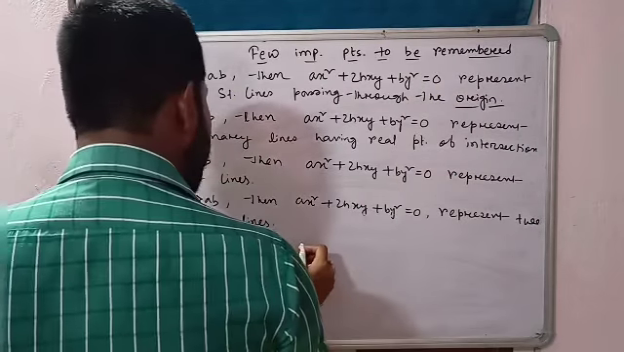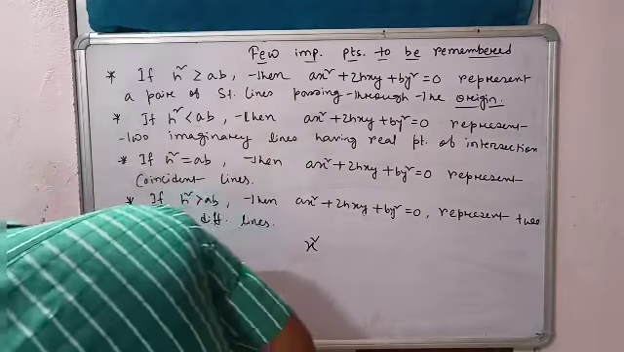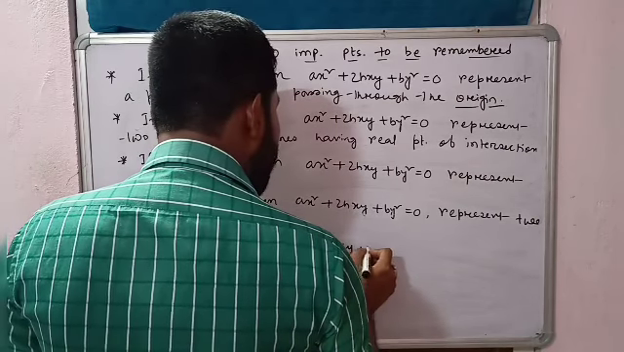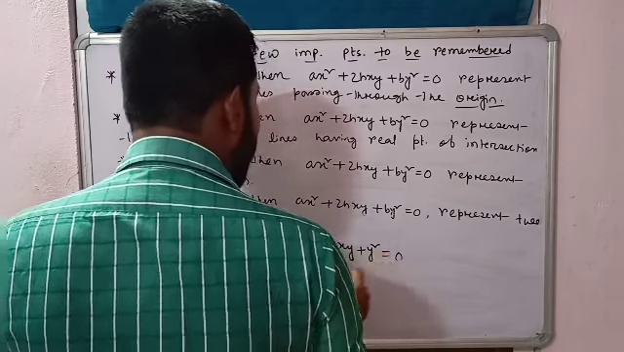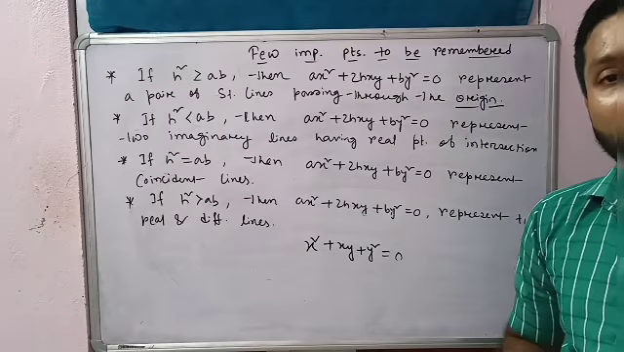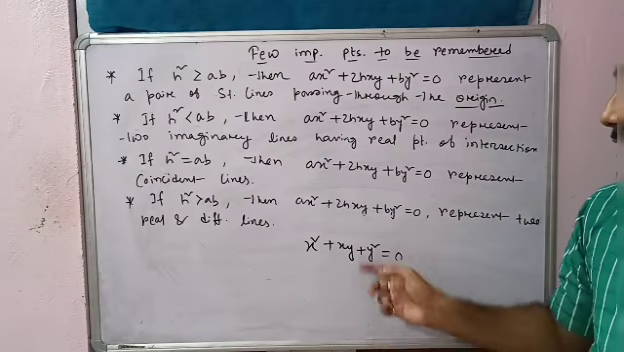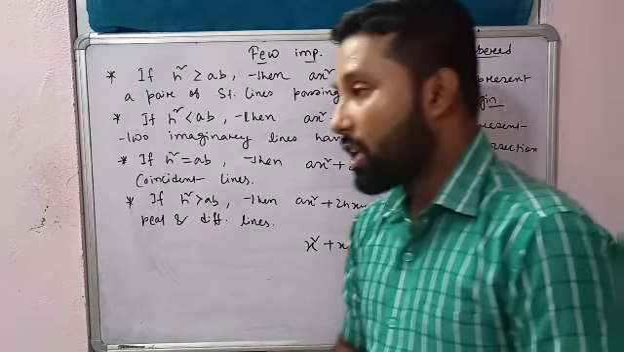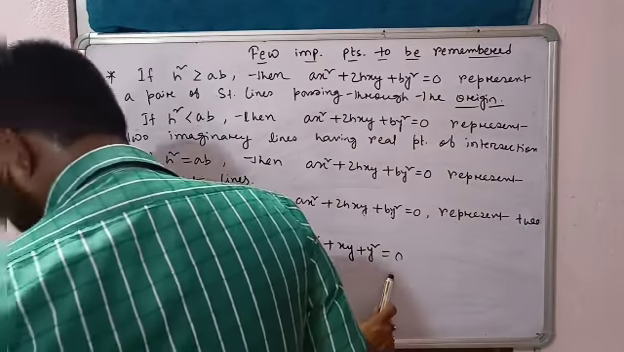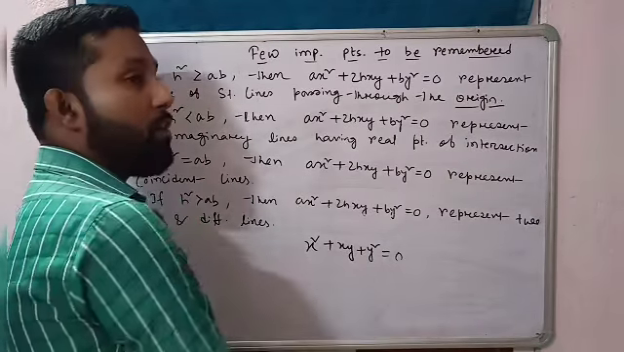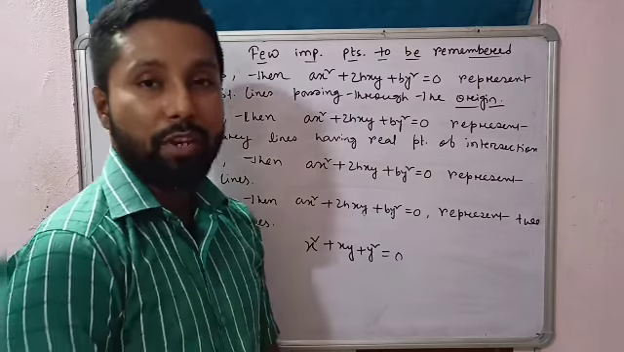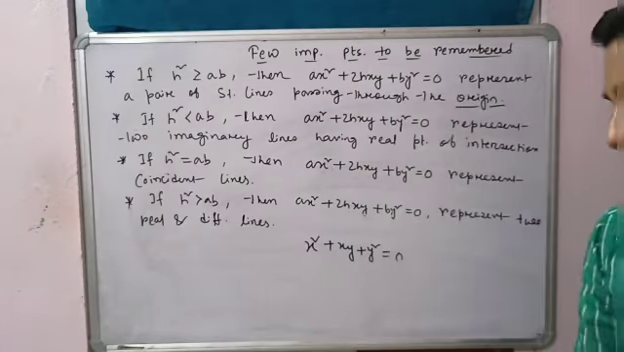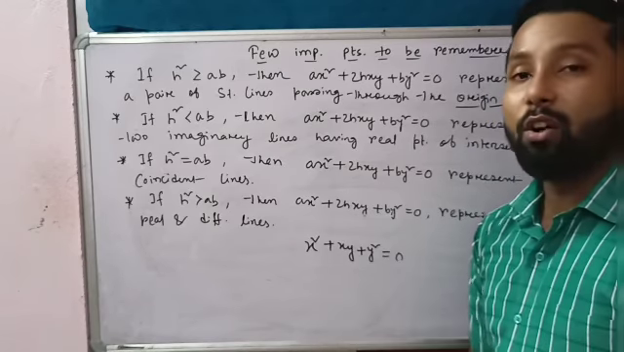So let me take one example. Suppose there is one equation x square plus xy plus y square is equal to 0. What kind of equation is this one? It's a pair of straight lines. Yes, it is the combination of two linear equations. So the question is, does this equation represent a pair of straight lines or not?